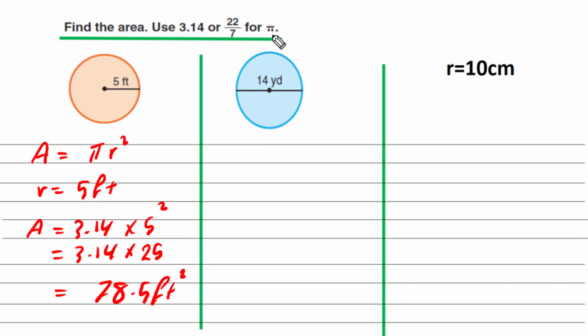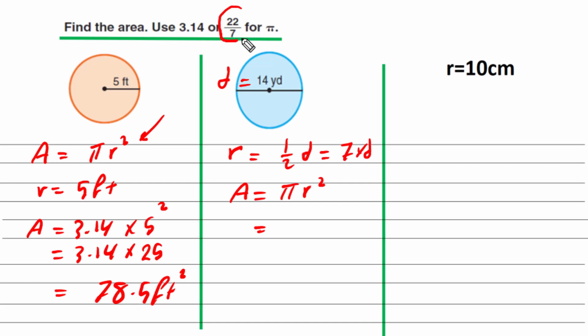Next example, we have a circle with diameter equals d. Pay attention. To find the area, you have to find the radius length. We studied before that r equals half d. So r equals 7 yard. Now we can find the area of the circle is equal to pi r squared. You have to use pi is equal to, mister, what? 3.14 or 22 over 7.